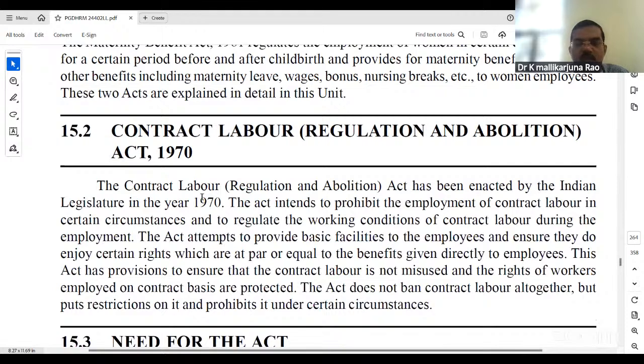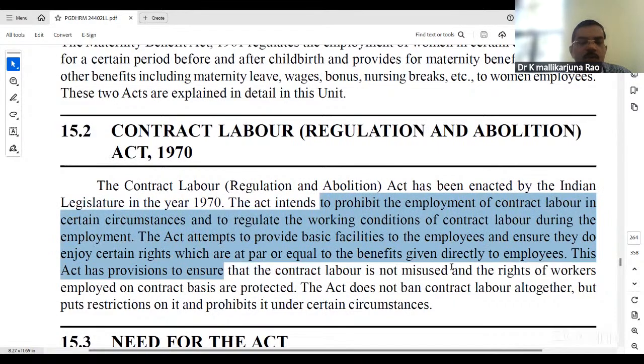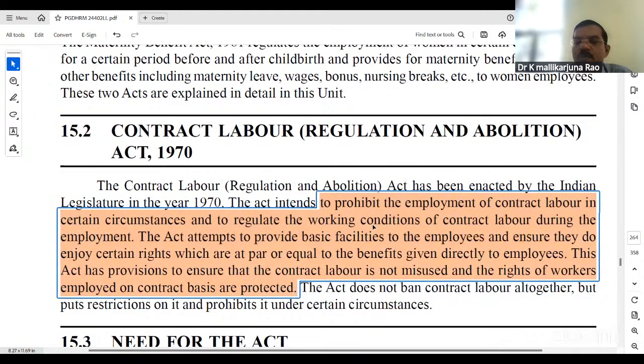So let's start with the Contract Labor Regulation Act. The Act was enacted in 1970. It is applicable to the whole of India. The object of this act is to prohibit the employment of contract laborers in certain circumstances and to regulate the working conditions of contract labor during employment.